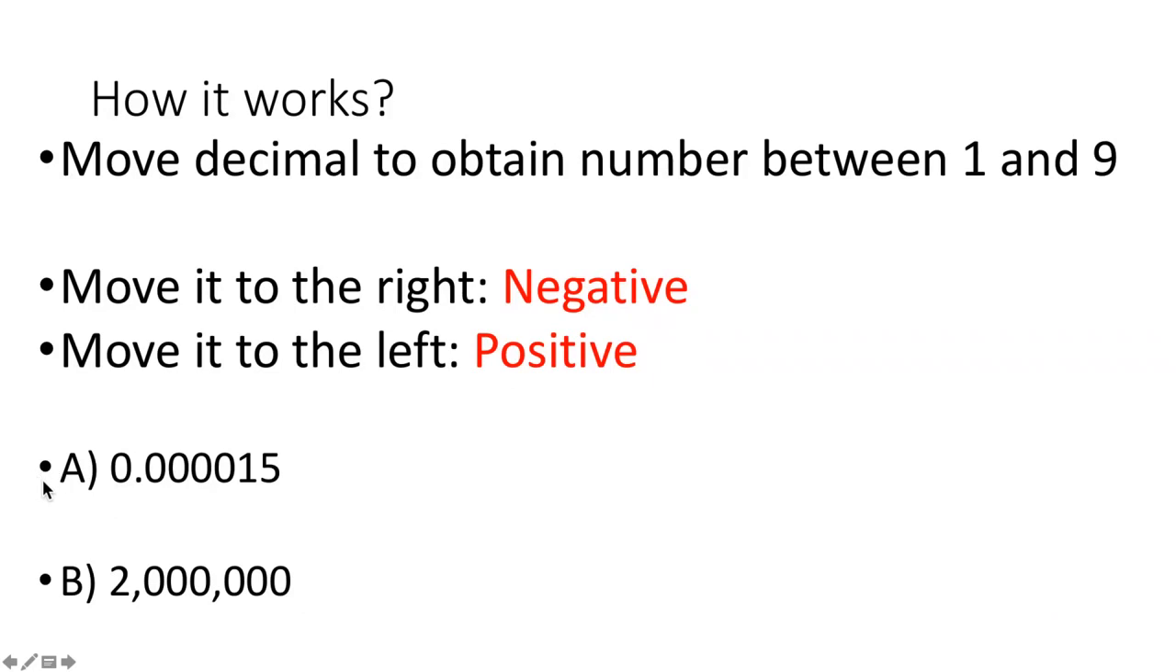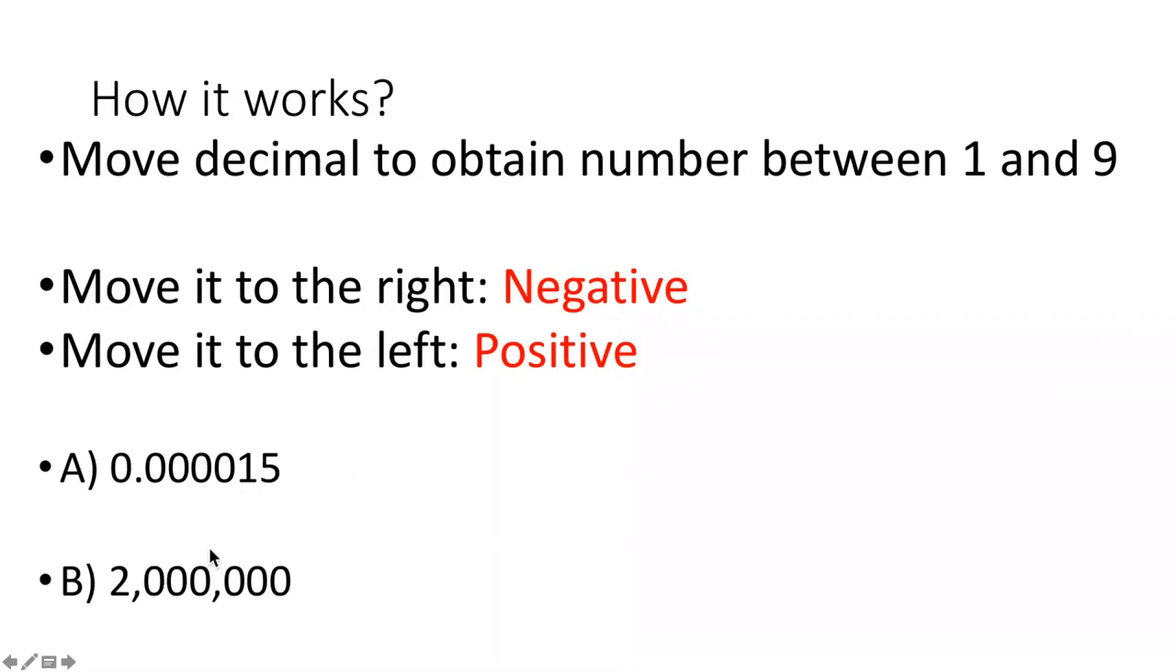So on these two examples here, on example A, my decimal point is here. I want to get a number between 1 and 9. So I'm going to need to move the decimal point from here to between the 1 and the 5. If I move it here, it's not 1. If I move it here, it's above 9. So the only logical place to move the decimal point is here, and then I just count and put the exponent. So I moved it 1, 2, 3, 4, 5 places. I moved it to the right, so therefore it's going to have a negative exponent. So it'll actually be 1.5 times 10 to the negative fifth.